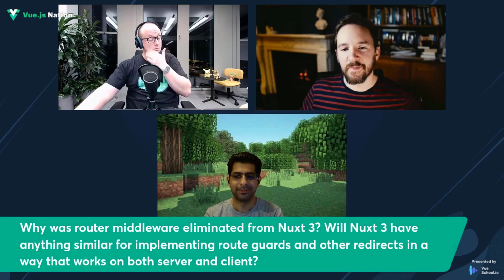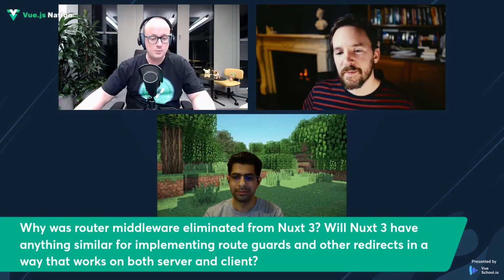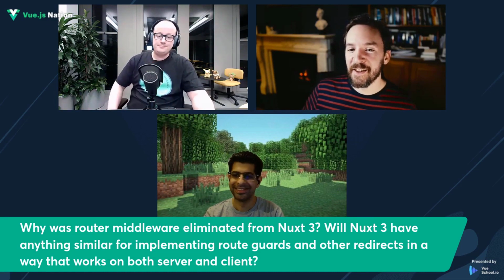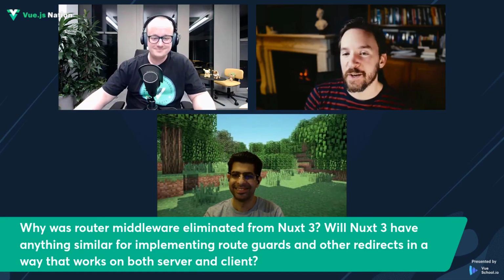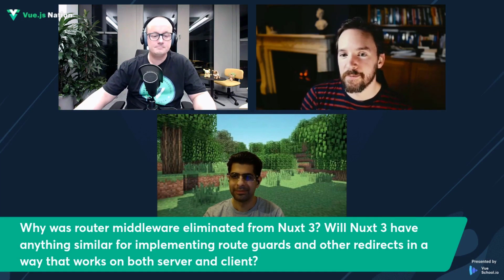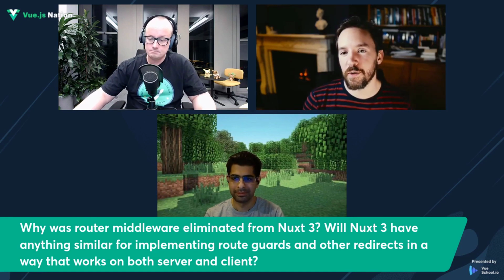Okay. Well, on the topic of technical questions, another one for you. Why was router middleware eliminated from Nuxt 3? Will Nuxt 3 have anything similar for implementing route guards and other redirects? I love a straight line like this one. We just released router middleware a day or two ago for Nuxt 3. So have a look. It's more capable than it was in Nuxt 2. You even get type support for it. So when you're entering your middleware option in your page route, it will auto suggest the actual middleware you have in your project.